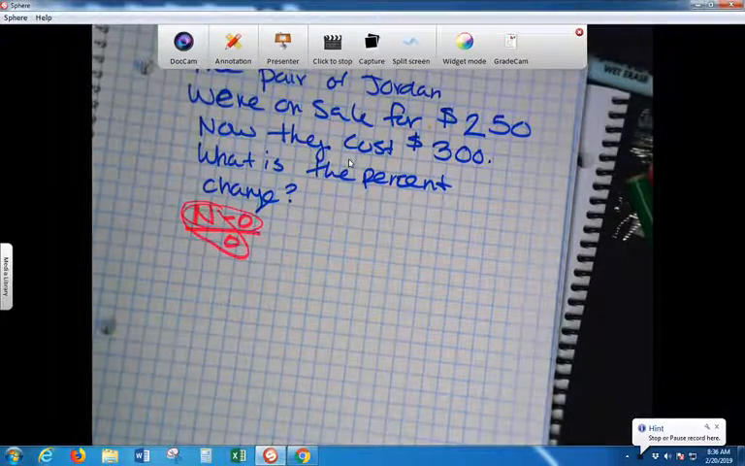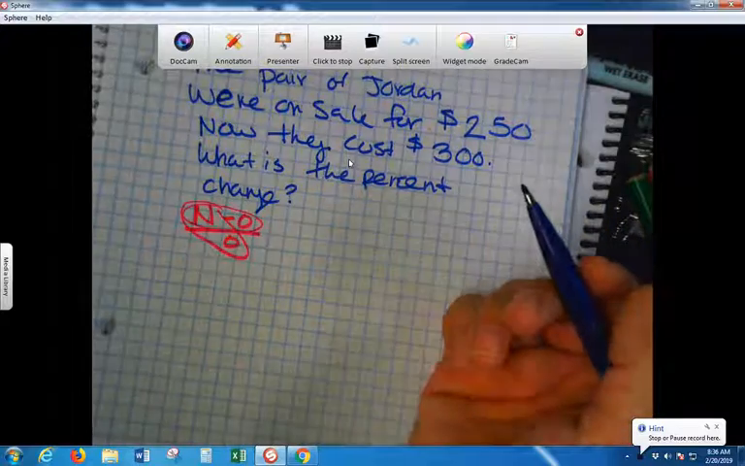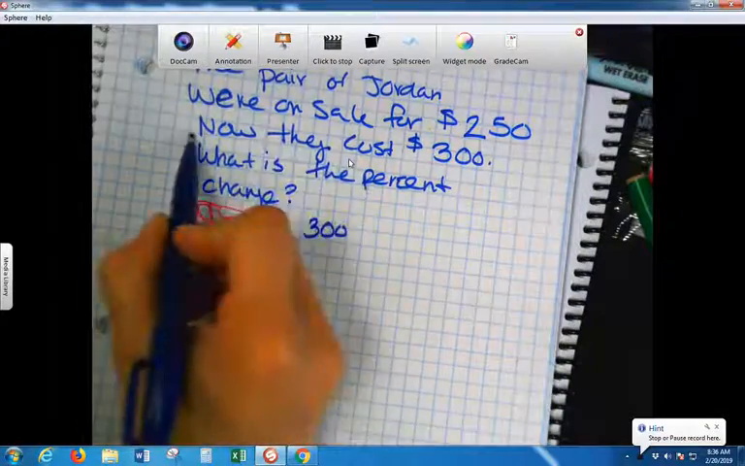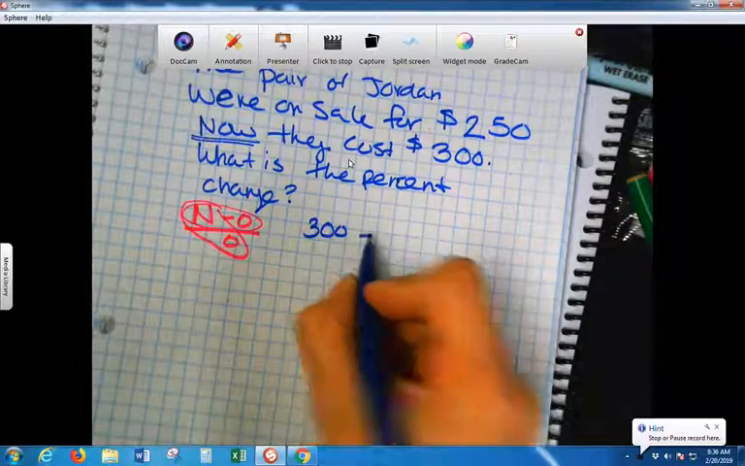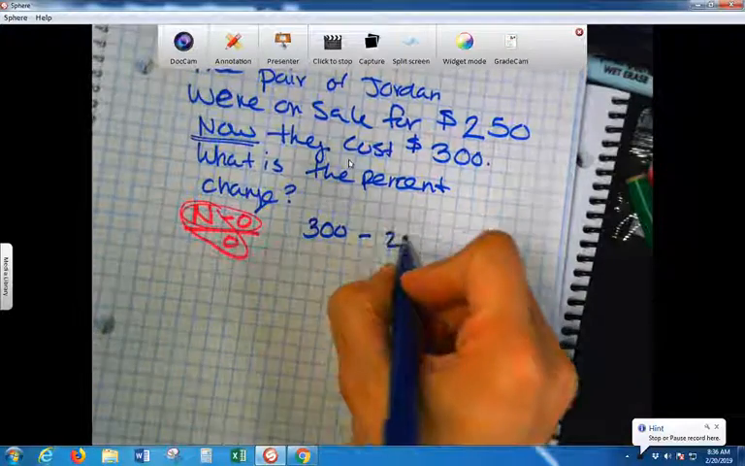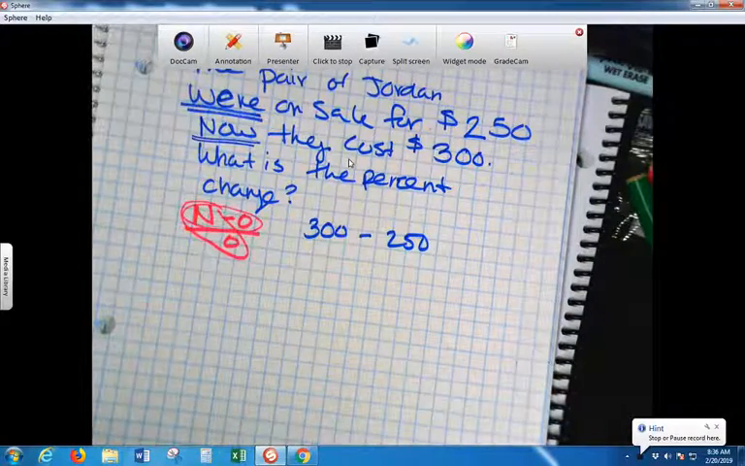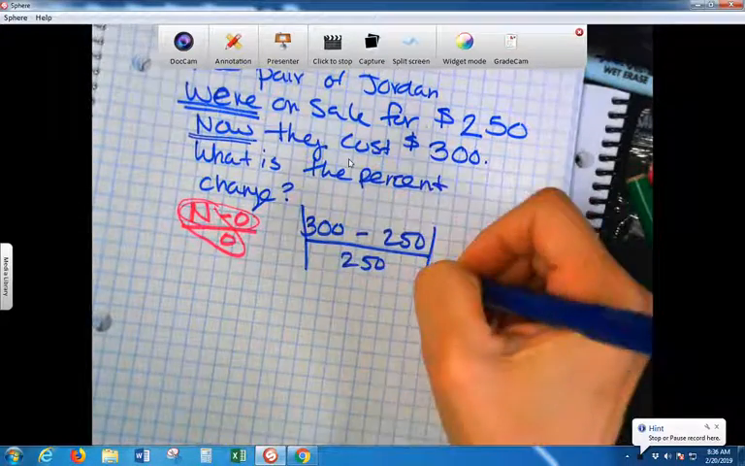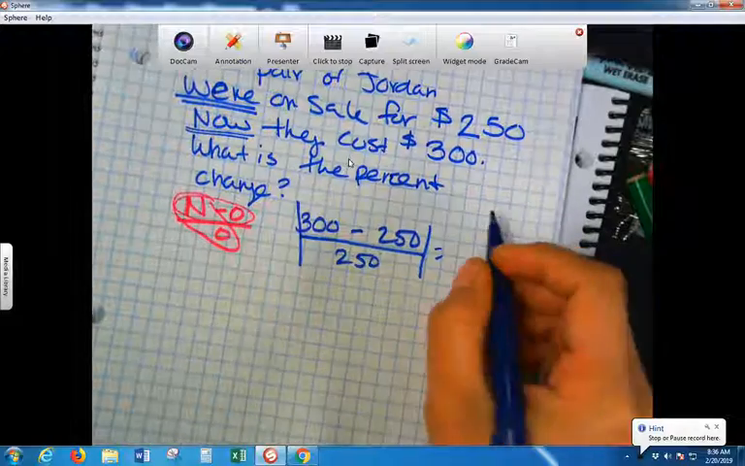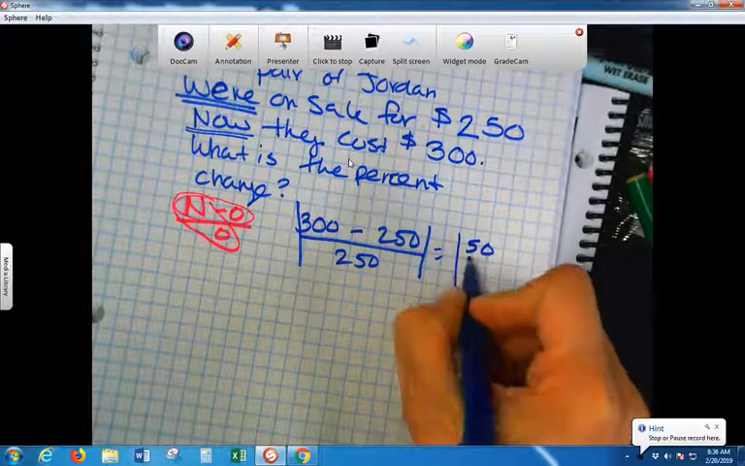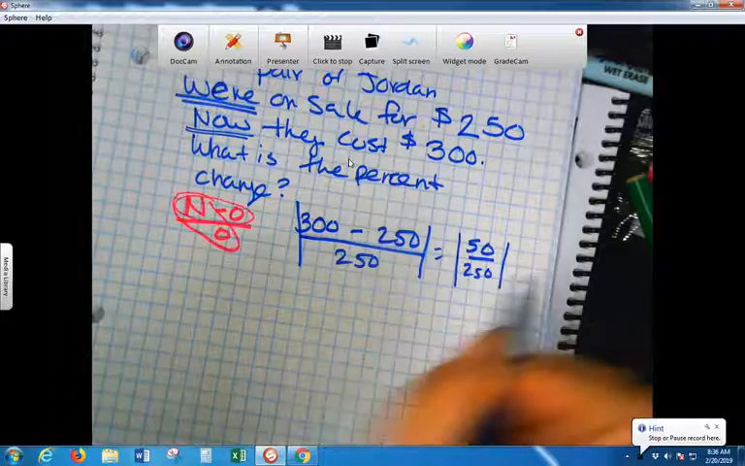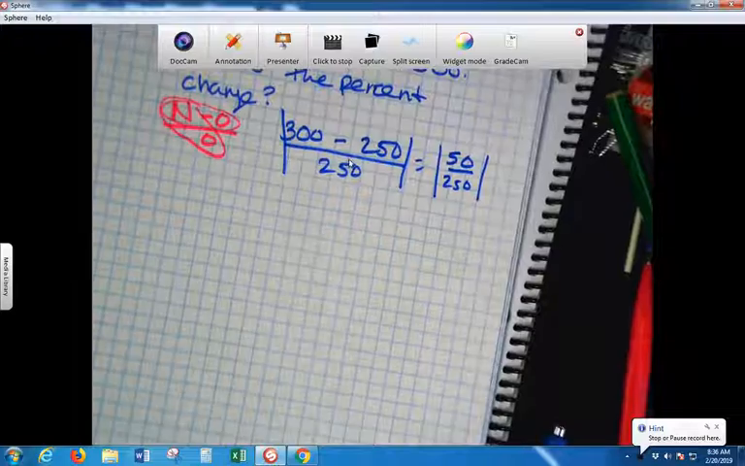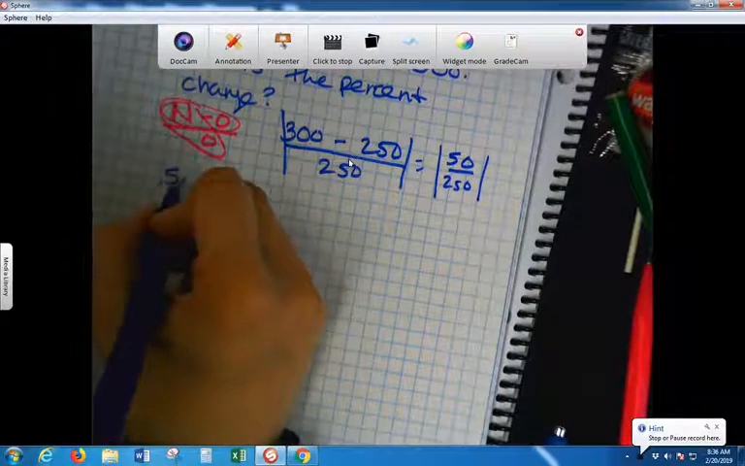All right, okay. So what's my new price? 300. Now means current price, right? Minus what's my old price? 250. Were past tense. Divided by 250. In the bars, what's 300 minus 250? 50 in the bars over 250. So since this answer is positive in the bars, that means your percent went up. It's an increase. So 50 over 250.